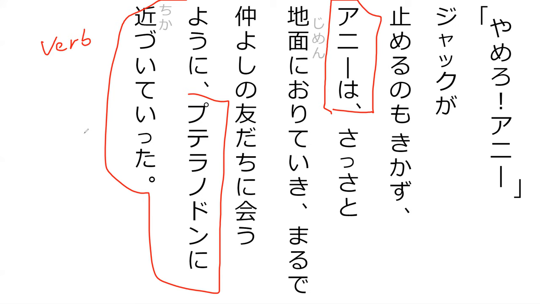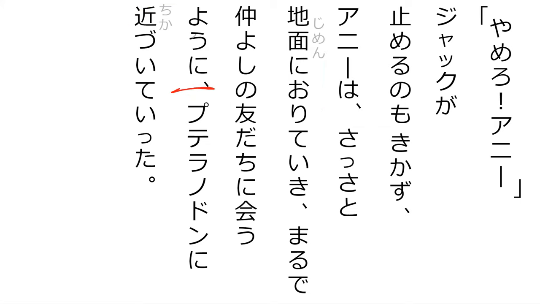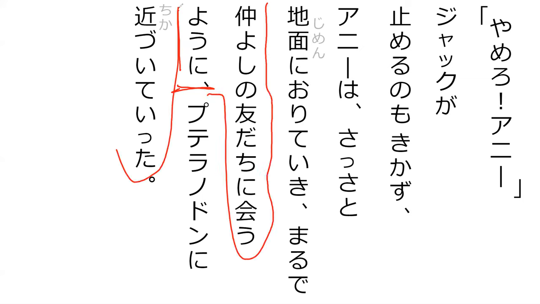To get closer. So who is getting closer, doing the verb? Is it Annie or Putteradon? It should be Annie. Yes. So what is Annie getting closer to? She's getting closer to Putteradon. Yes, exactly. So Annie is getting closer to the Putteradon, and we describe the way in which she's getting closer with yo ni. Nakayoshi no tomodachi ni au yo ni chikazuku. What does that mean?